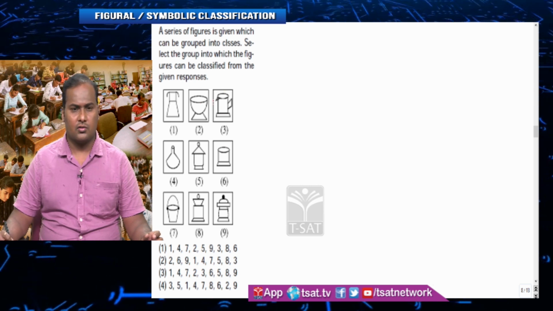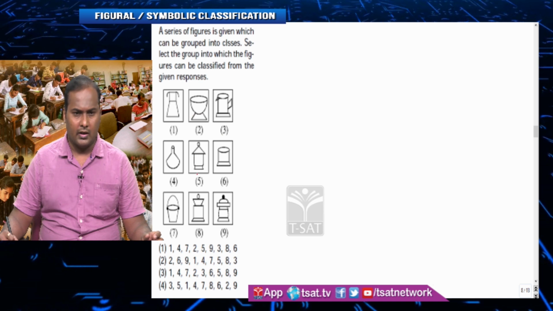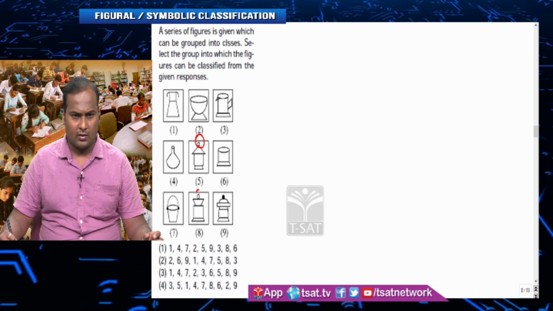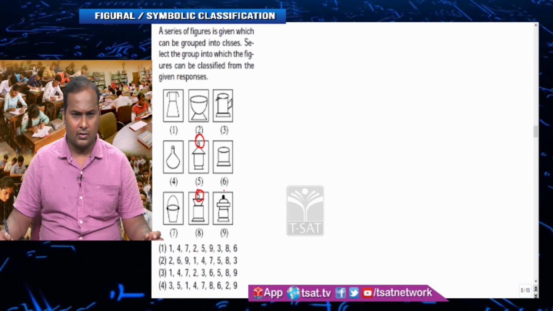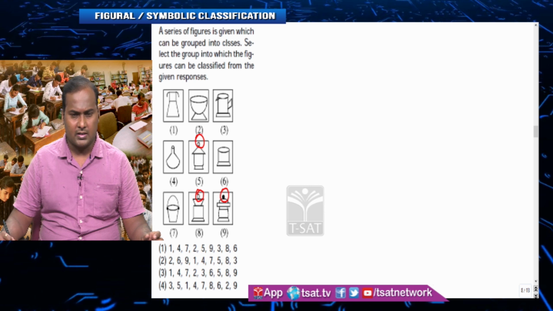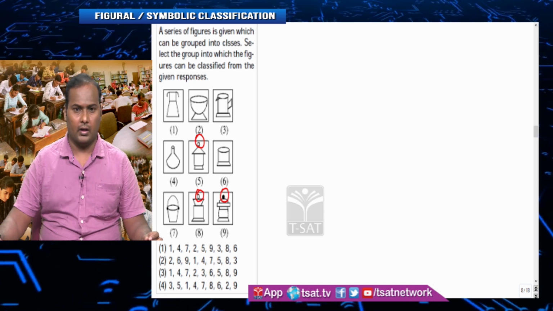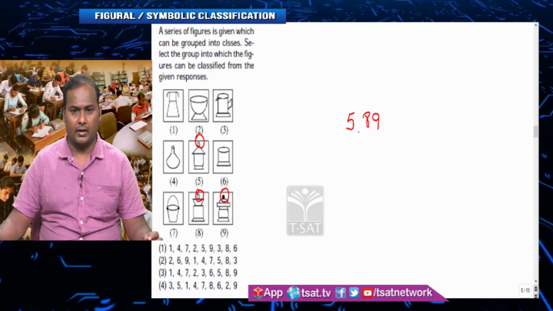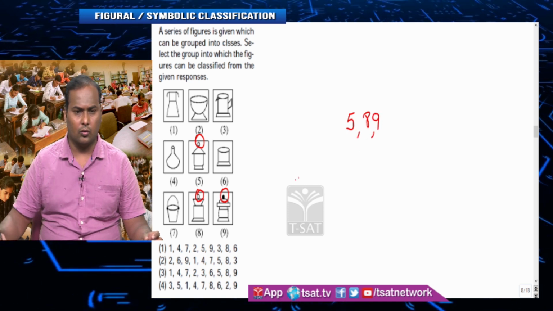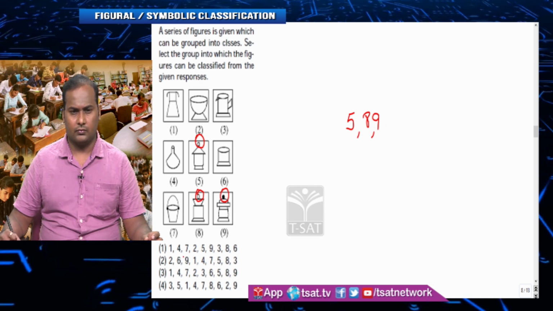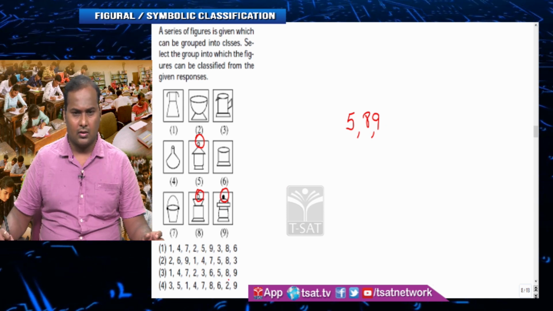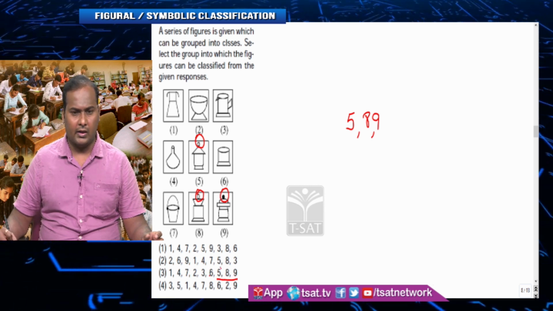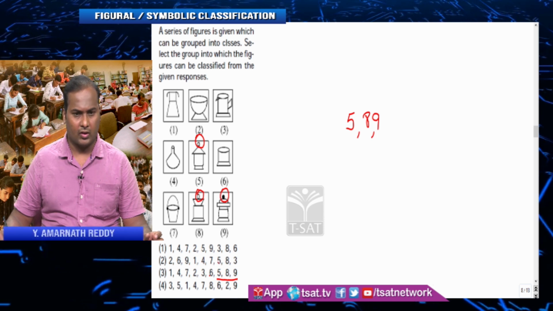By seeing this, what I can observe is, in figure 5, the top portion is a circle. In figure 8 also the top portion is a circle. In figure 9 also the top portion is a circle. So I can classify 5, 8 and 9 into one particular group. So directly I will check the options now, whether I will get any answer or not. There is 5, 8, 9. So I will try to find out whether the remaining groups have any common character or not.